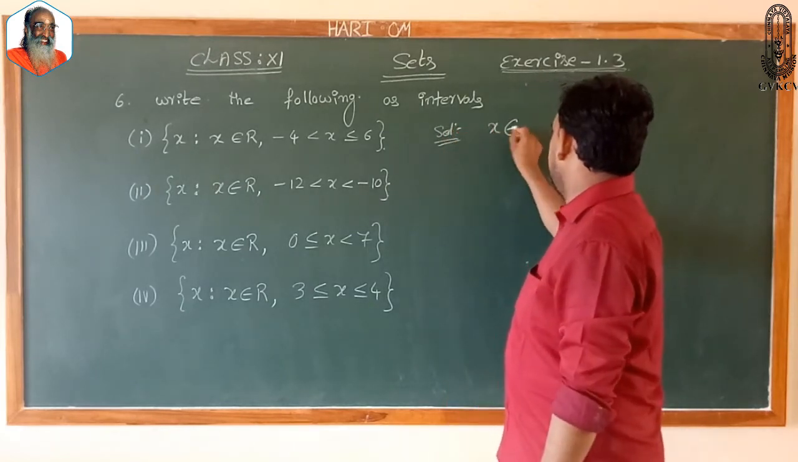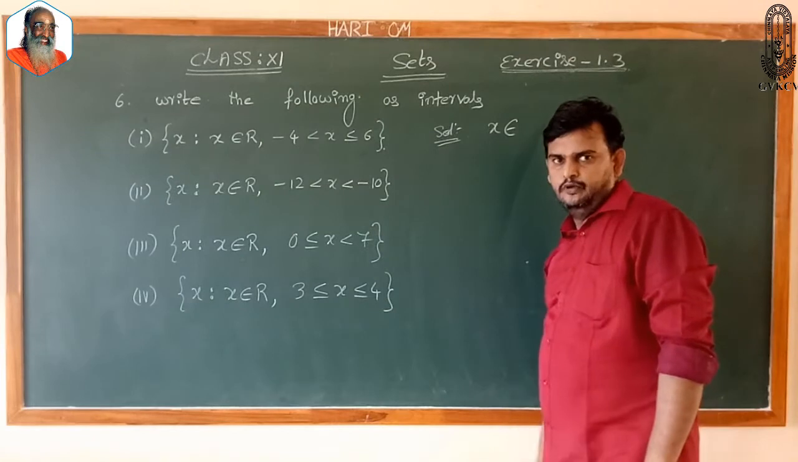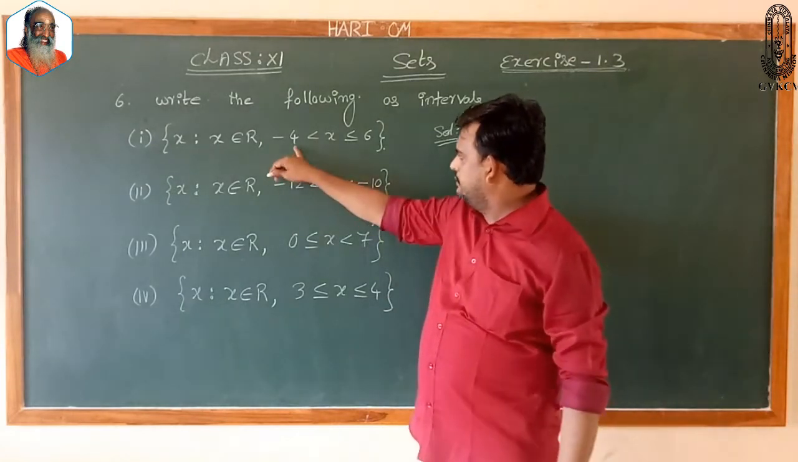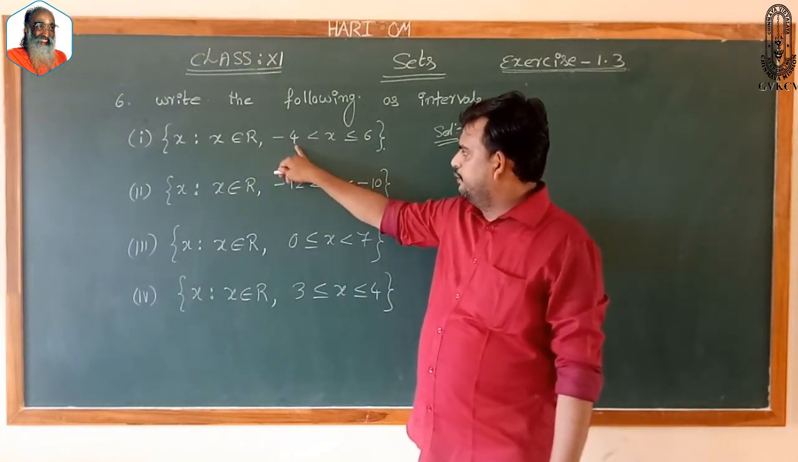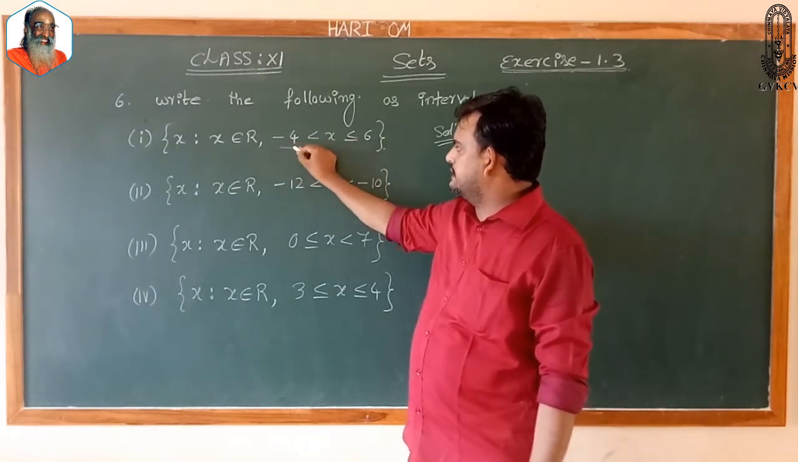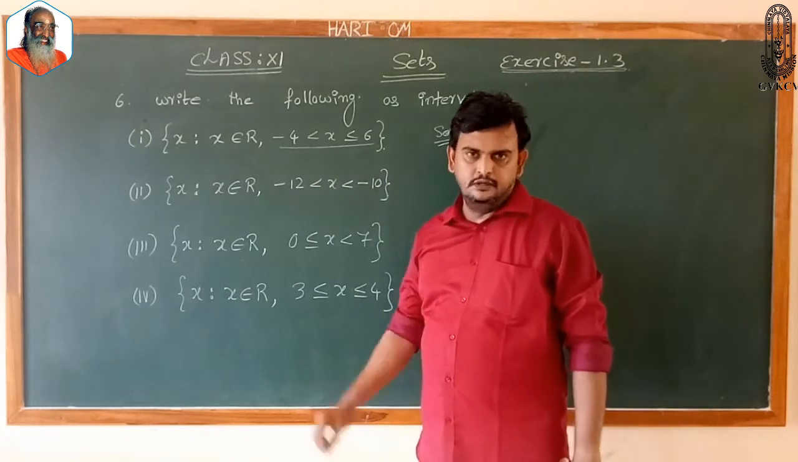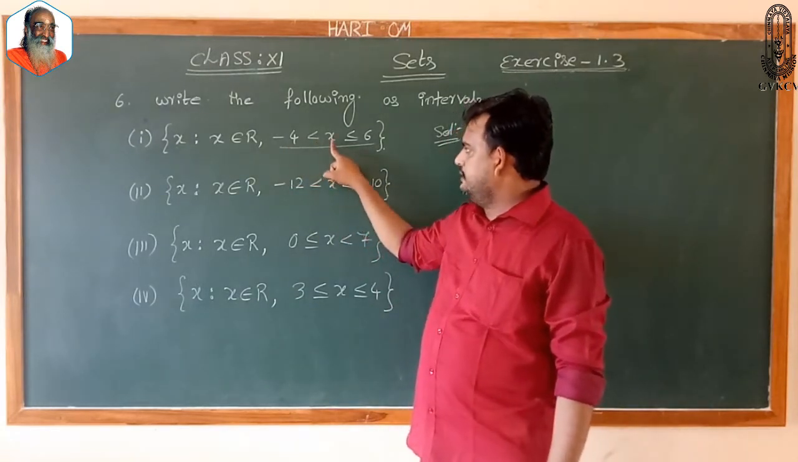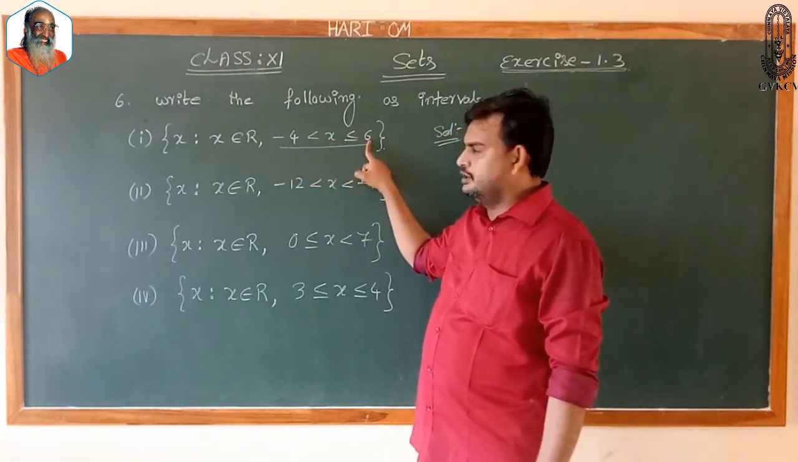We have an element x. X belongs to... where is the x value? The value x is -4 less than x less than or equal to 6. This statement is more important for us: -4 less than x less than or equal to 6.